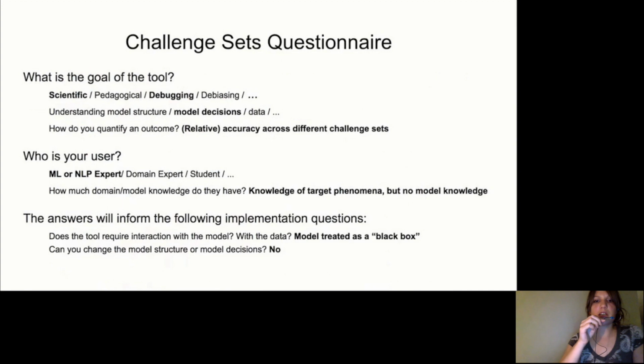So coming back to our questionnaire that we introduced earlier in the talk, I think in terms of the goals of the tool, challenge sets are quite varied, and I'll go through a list of different examples. But I think it's hard to paint with a broad brush all of the different approaches, because people use these for very different purposes. But generally speaking, they are unified along a lot of dimensions.